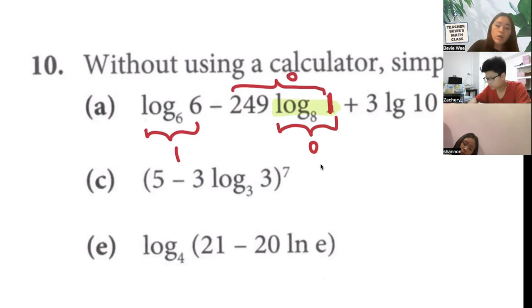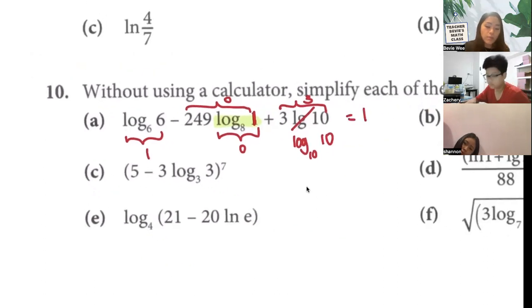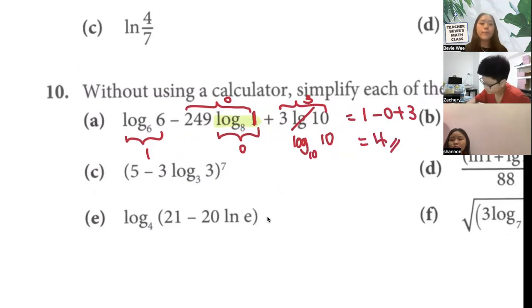Okay, what is log 10? I don't want to see a log, I change it to log base 10. 10. Why is log 10 10? Yeah, 10 times 3, this is 3. So can you see the first answer? It's 1 minus 0 plus 3, which is 4. That's it. Rest assured, exams are not going to come out something so simple for you.